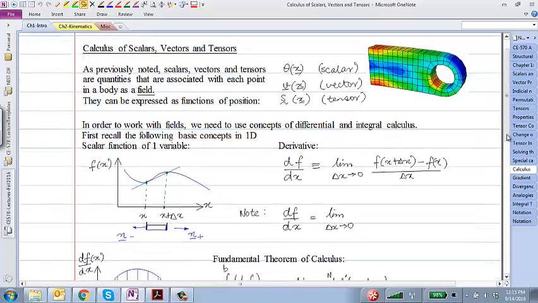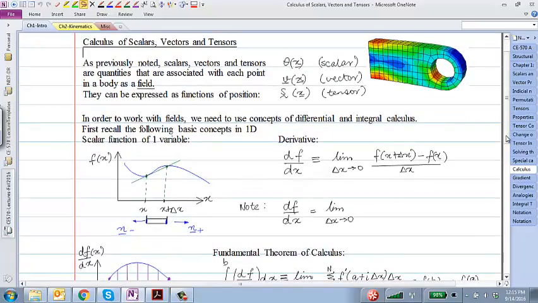Let me start with the simplest possible case: a scalar field of one variable. What does that look like? It looks like some function f(x). I have a scalar field f of one variable x. So instead of a three-dimensional space x, y, z, I have only x. And a scalar function of that would be something like f of x.